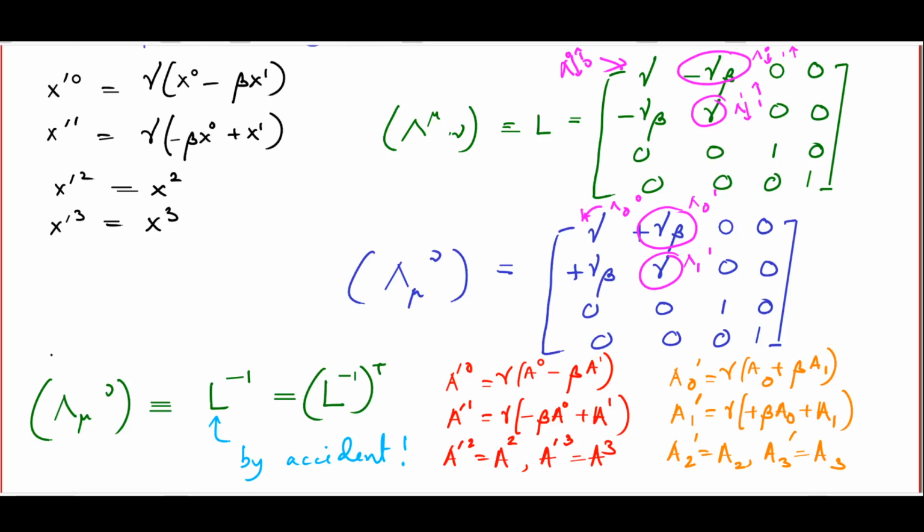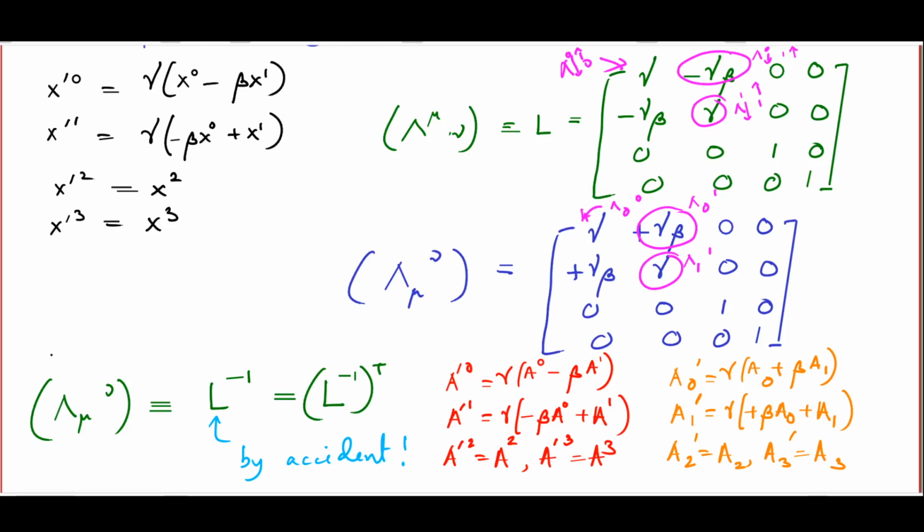Similarly, A prime upper 1 is gamma times minus beta A0 plus A1. A prime upper 2 is the same as A upper 2. A prime 3 is A3. This is what we have for vector components or raised indices.